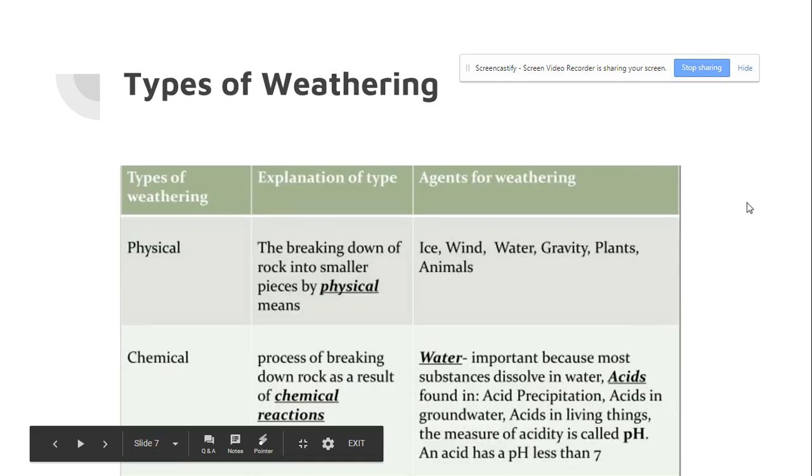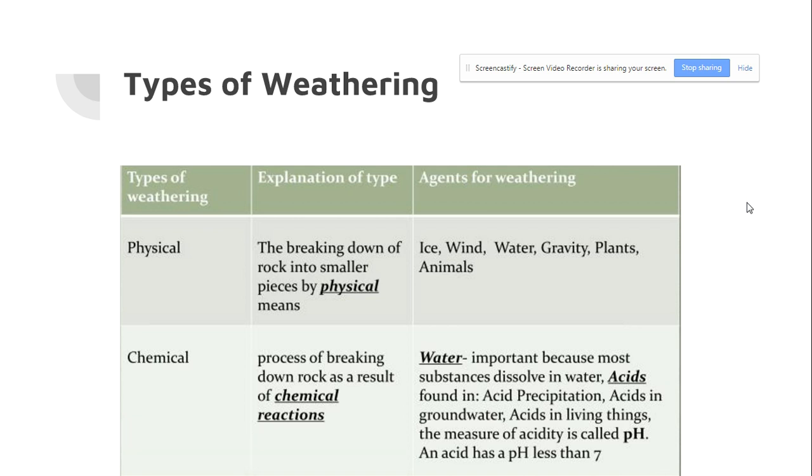So types of weathering, the two main types are physical and chemical. Physical weathering is the breaking down of rock into smaller pieces by physical means. So that means physically, like punching into your own hand, physical, breaking down of rock. This does not change the rock chemically, it just makes the rock smaller. So agents for this weathering, or how these things are weathered down: ice, wind, water, gravity, plants, and animals. They are all responsible for physical weathering, or just the physical breaking down of rock.